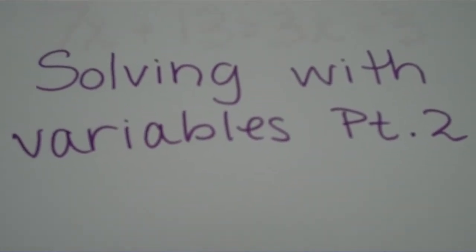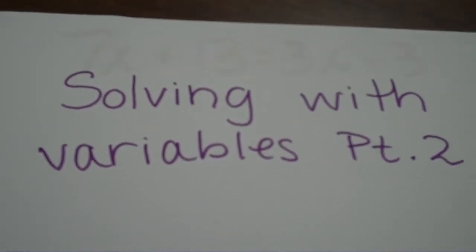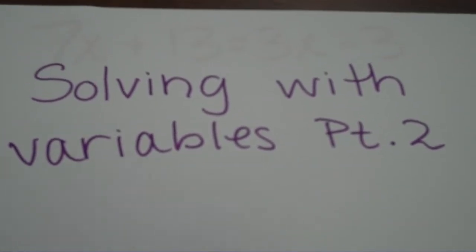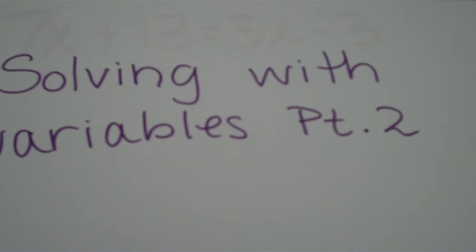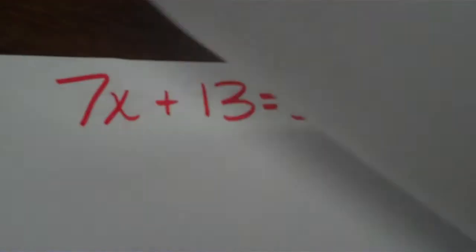So today we're solving with variables on both sides again, but this is part 2 because you're going to see 2 new things that you haven't seen yet. Okay? They're not difficult. There's just a different way to write something. So you're going to see 2 different things. But first, let's review what we talked about before.